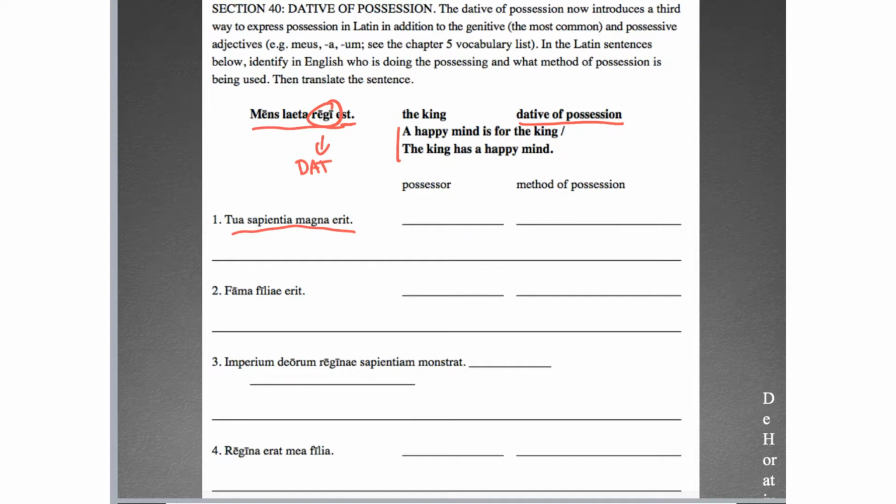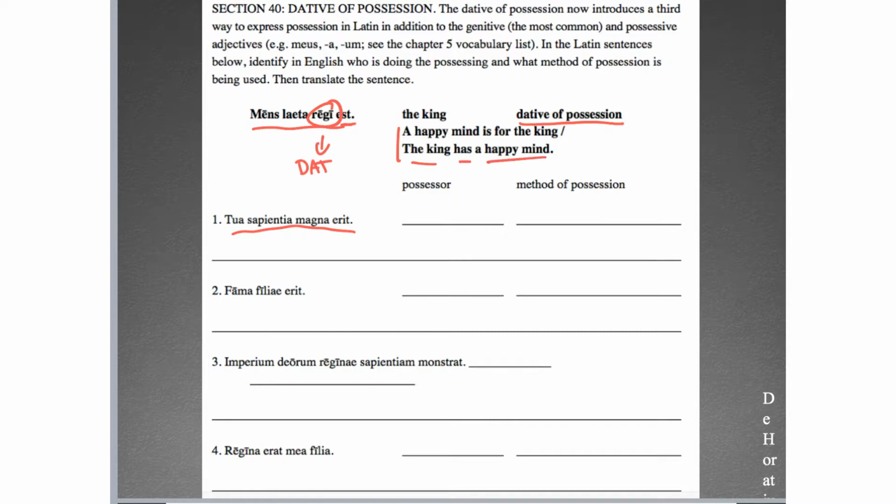And again, just remember that if you want to translate it that colloquial way, the dative becomes the subject, the verb to be becomes the verb to have, and the Latin subject becomes the object in the English. And you can see that conversion here. So the king has a happy mind.